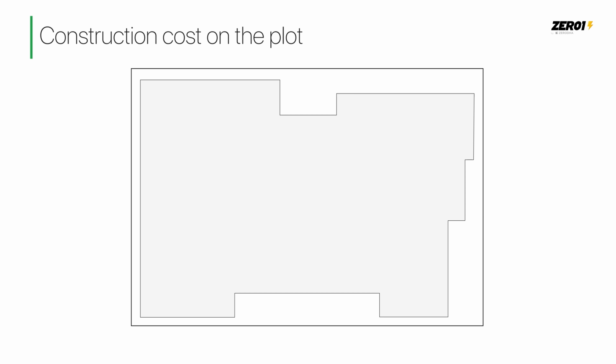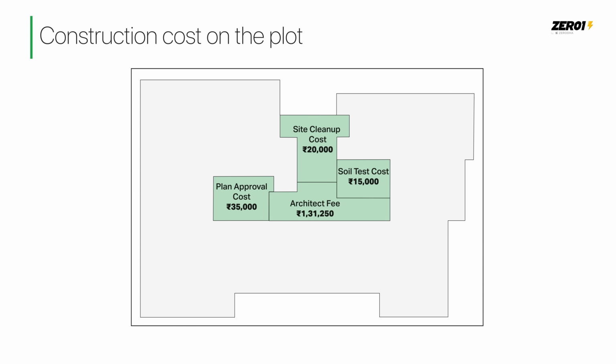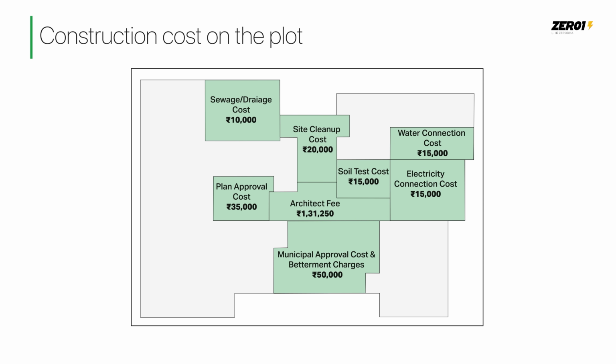But again, this is not the actual cost. You have other costs. We have site cleanup, architect fee, soil testing, plan approval. इसके भी पैसे लगते हैं. And then we have municipal approval and betterment charges. Betterment charges? Then comes utility connections like water, electricity, sewage and drainage.